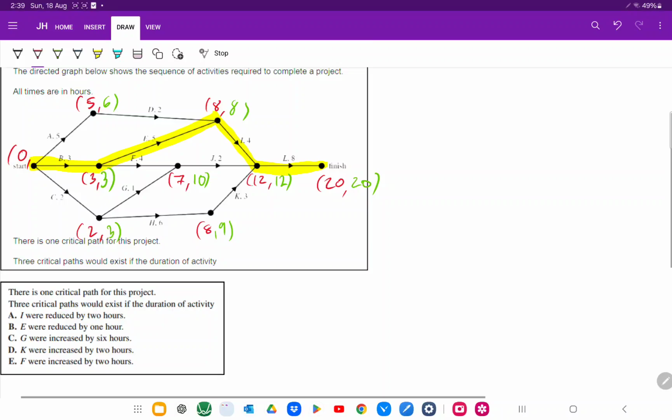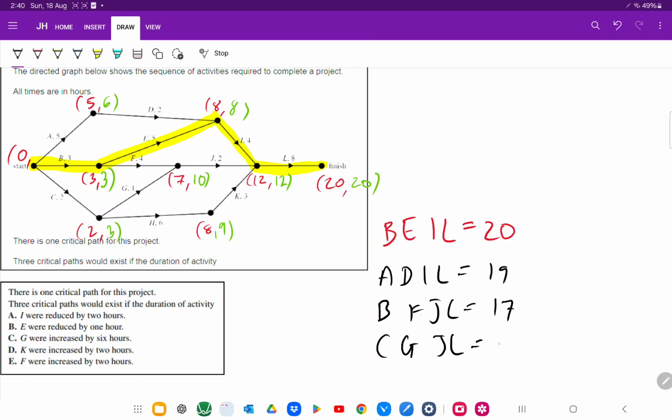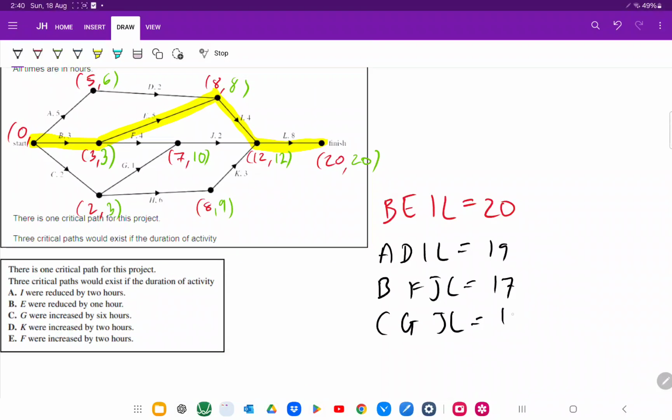So let's write down the actual path, which is B, E, I, L, which takes 20. Now, we need to pretty much write down all the other paths. So ADIL is equal to 19. BFJL is equal to 17. CGJL is equal to 13. And CHKL is equal to 19.